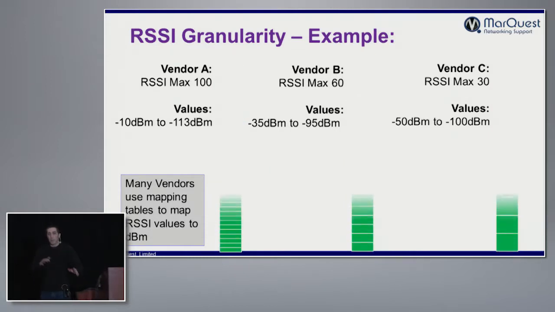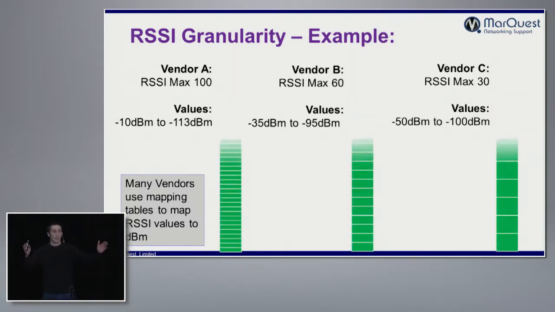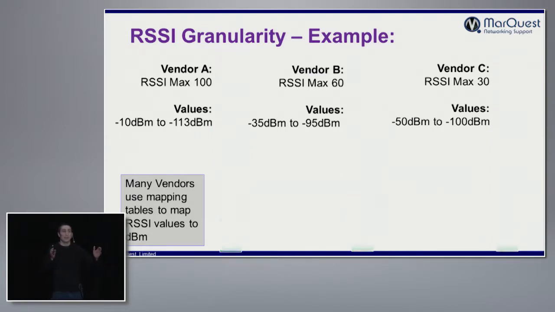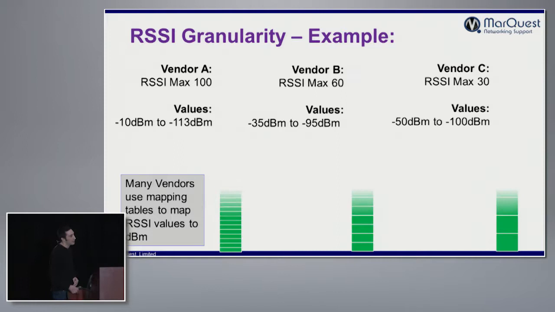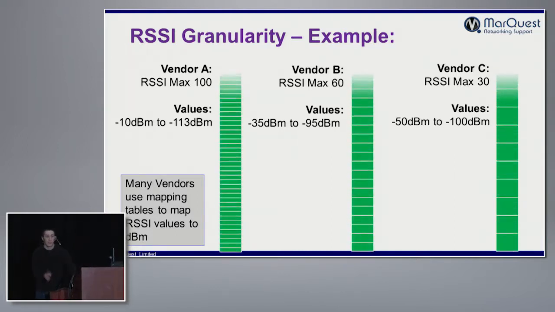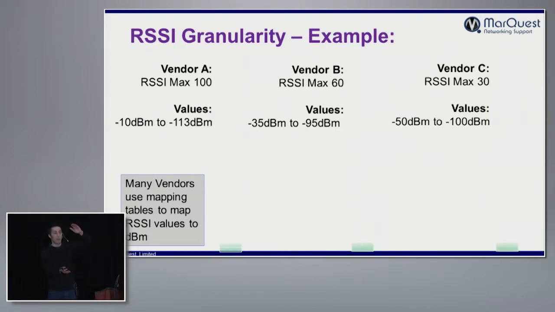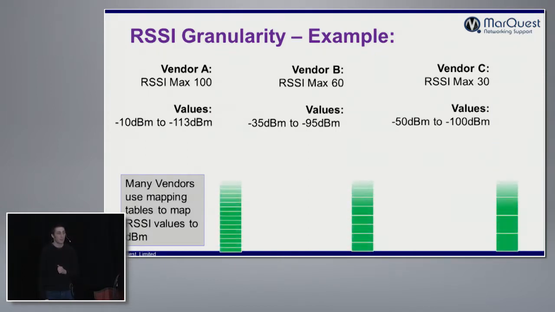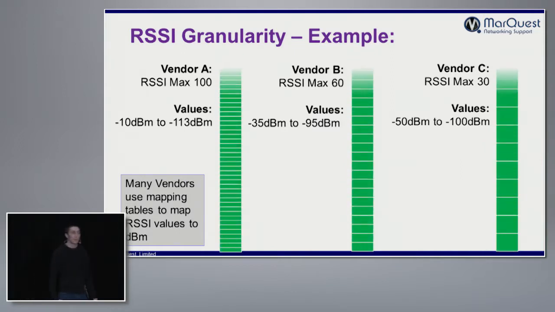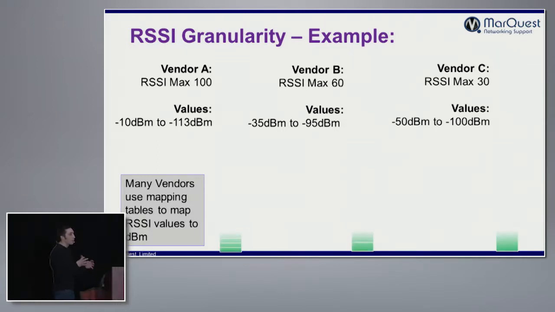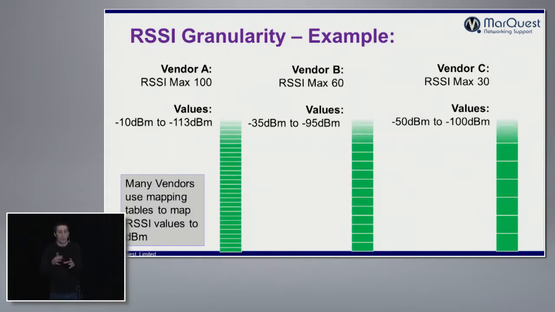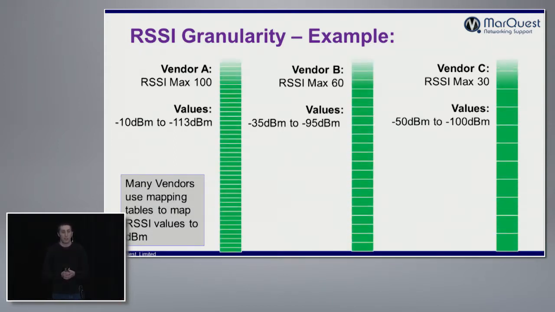So there's a big variation between vendors on what their upper and lower limit is from what they can measure. And also within that, they can't actually measure all the values. If you take vendor C there, for example, they can measure between minus 50 to minus 100. That's 50 dBm values, but they actually only measure signal at 30 different levels. So they're not even going to be able to report all of those levels between the two values. So we have a lot of variation between how different devices and different chipsets measure signal strength.